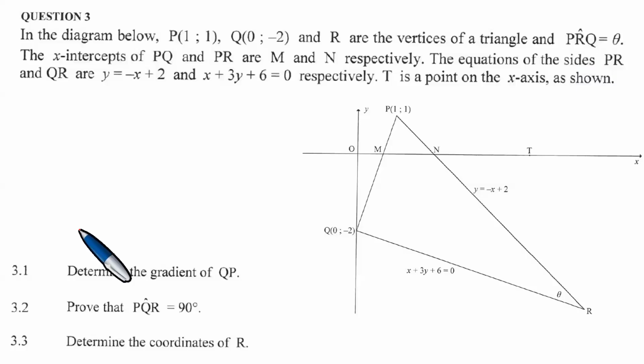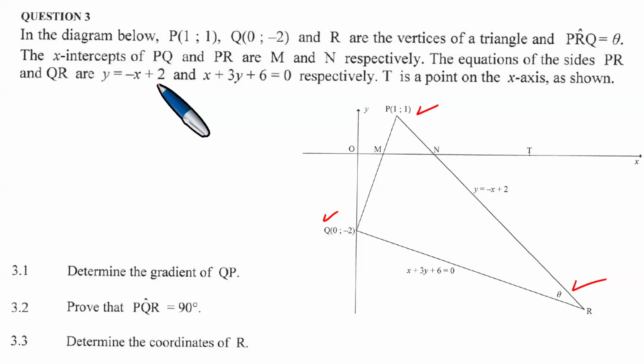In this lesson, we shall look at analytical geometry, but also we shall focus on Euclidean geometry as well. In the diagram below, P with coordinates (1, 1), and here is the point P, clearly there, Q with the coordinates (0, -2) here, and R are the vertices of a triangle. The angle PRQ is theta.